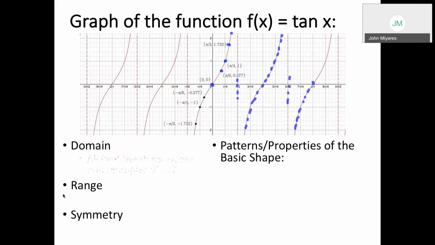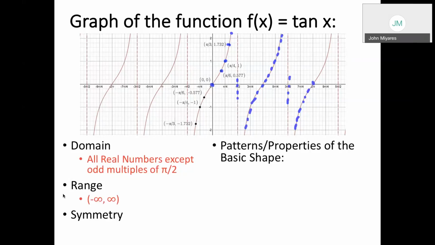rather than attempt to describe the domain in interval notation, what we would probably say is that the domain of this function consists of all real numbers except odd multiples of pi over 2, which would include pi over 2, 3 pi over 2, 5 pi over 2, 7 pi over 2, and so on, both in the positive and negative direction.